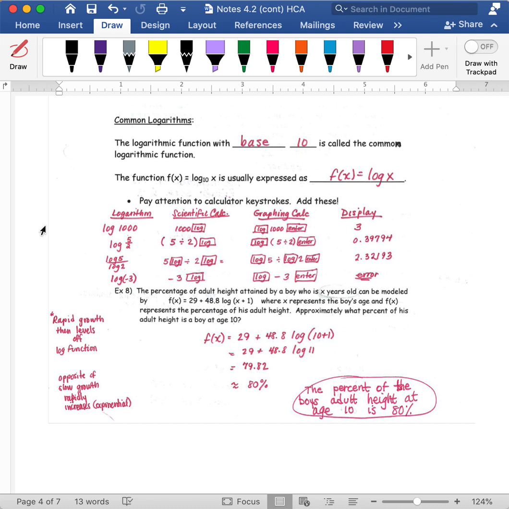Common logarithms. When we have a common logarithm, and you may have seen that button on your calculator that says log, that's pre-programmed to be log base 10. That's called a common logarithmic function. The function f of x equals log base 10 of x is usually expressed as this. We don't write the base because we understand the base to be 10.